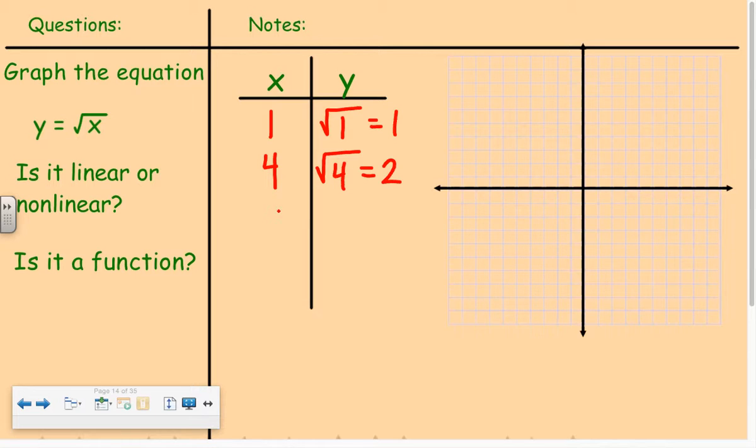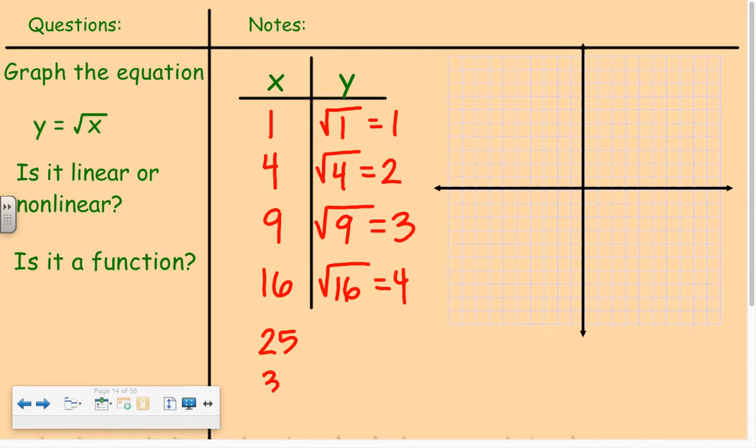We could do 9. The square root of 9 is 3. And we could do 16. The square root of 16 is 4. I might not graph all these points because we're getting to pretty high numbers. But if you want to avoid bad decimals, you've got to pick numbers that are perfect squares. So if I wanted to continue, I could do 25, 36, 49, and so on. So this one is a little bit of a unique situation.